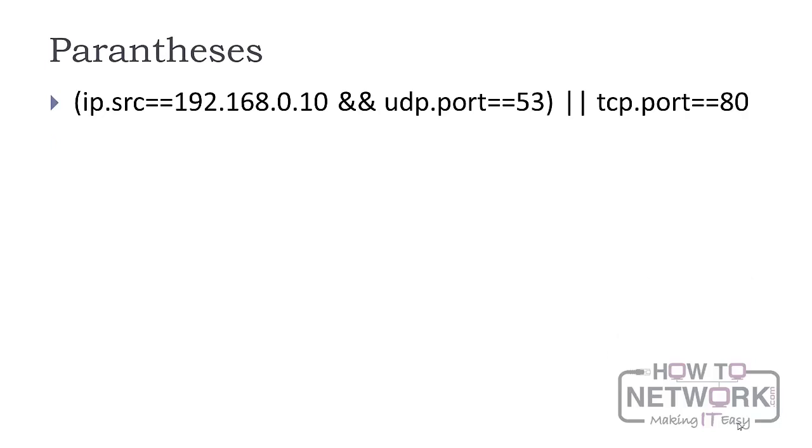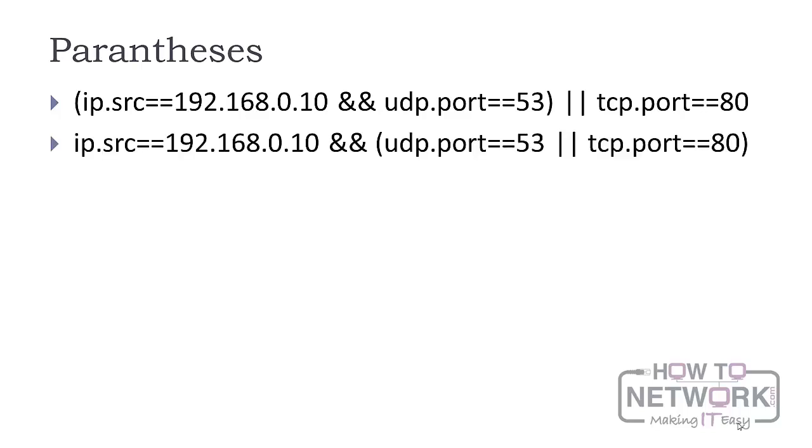Parentheses can change the filter's meaning. For example, this filter will match DNS traffic from 192.168.0.10 and all the HTTP traffic regardless of the host, but the next one will match DNS and TCP traffic just from the host 192.168.0.10.